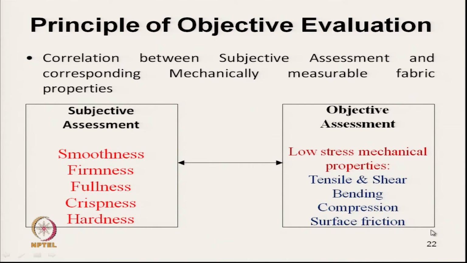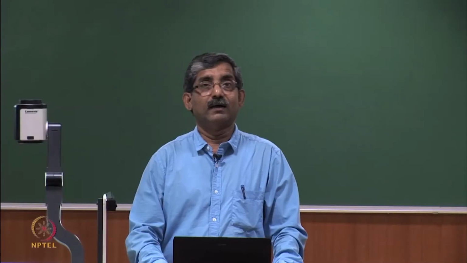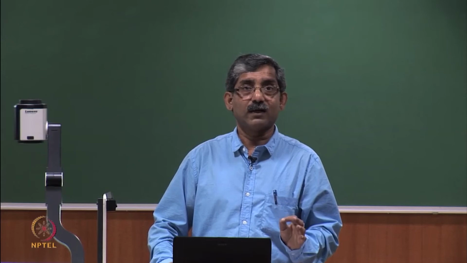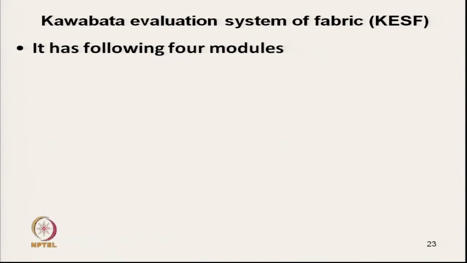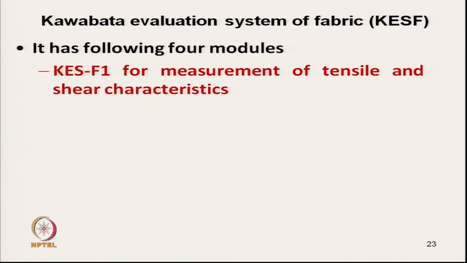If we combine all or some of these objective assessment values, we can predict the subjective assessment values like crispness, fullness. They are directly related with all these low stress mechanical characteristics. We will discuss in detail. The Kawabata evaluation system has 4 modules. Module 1, KESF 1, is used for measurement of tensile and shear characteristics.